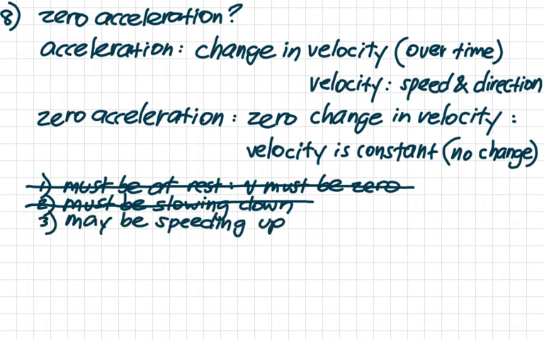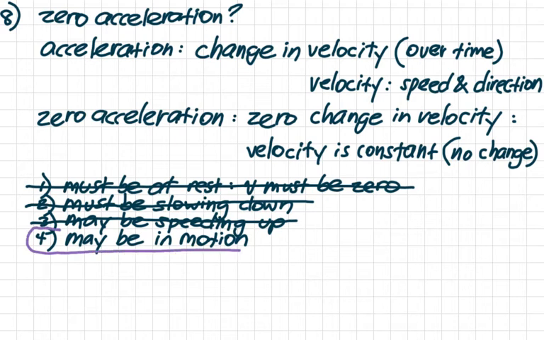Oh, so now they're getting cute with number 3. Instead of must, they're using the word may. So it's possible. All right, whatever. What's possible? The object may be speeding up. No, it can't be speeding up. We have zero acceleration, so there's no change in velocity, no change in speed. So no, it can't be speeding up, so it's not choice 3. That leaves us with choice 4, and that is actually our answer.